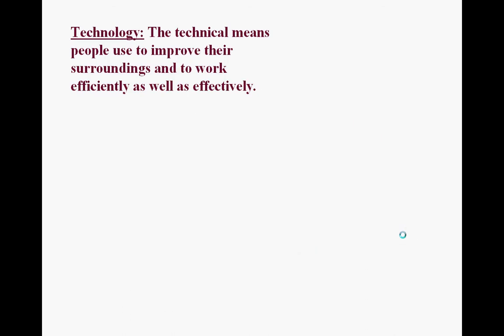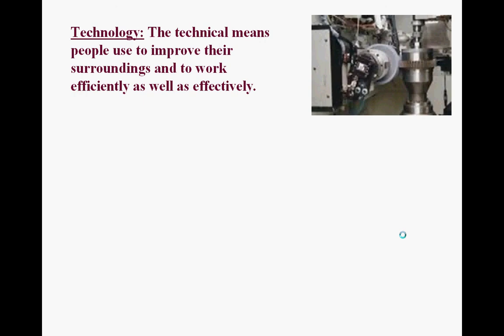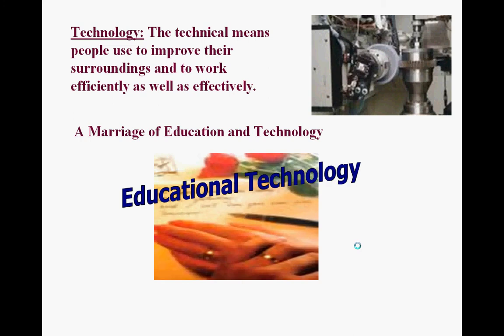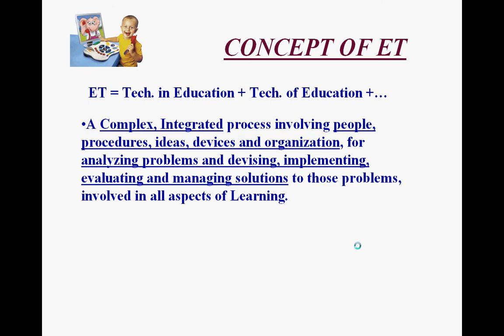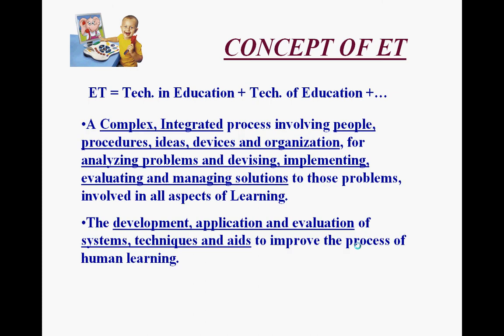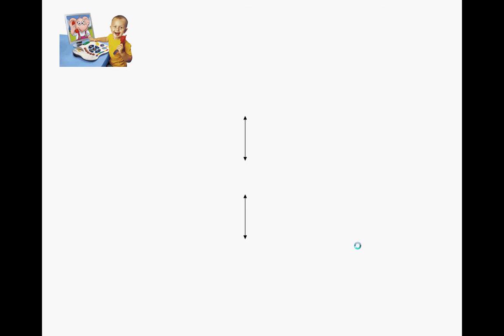Technology. It is a technical means people use to improve their surroundings and to work efficiently as well as effectively. It is therefore understood that educational technology is a marriage of education and technology. What is the concept of ET? Here's presenting two definitions which will clearly show us that these are devices and organizations that help in the improvement of the teaching learning process.